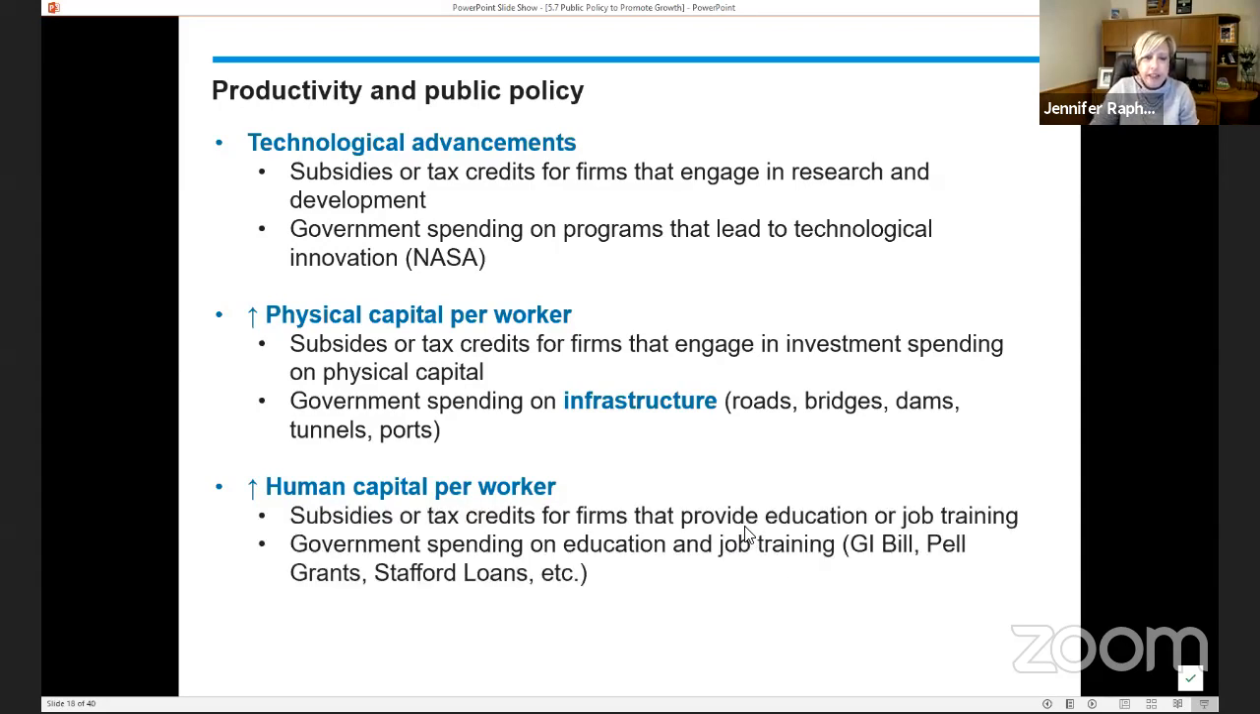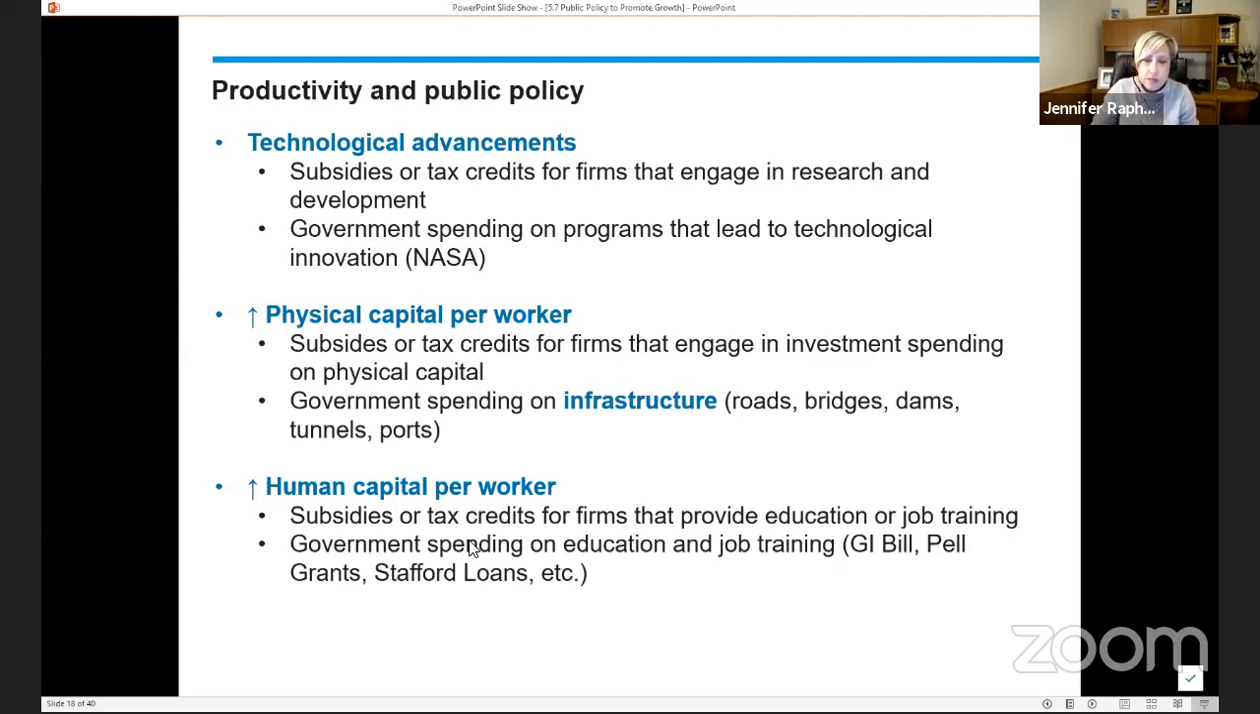All right. And then finally, we have increases in human capital. And again, same kind of a thing. The government can subsidize firms who invest in their employees' productive capacity, or they can give tax credit to firms that provide education or job training. Hopefully, when you go into the workforce, you'll work for an employer that's got some kind of a program that allows you to advance your education. Sometimes those are funded with tax credits or subsidies, and that's one way to improve an economy's human capital.